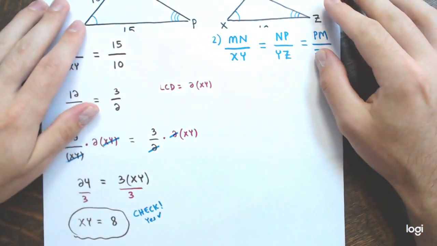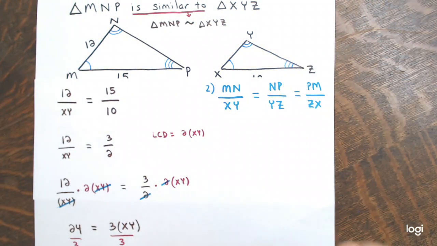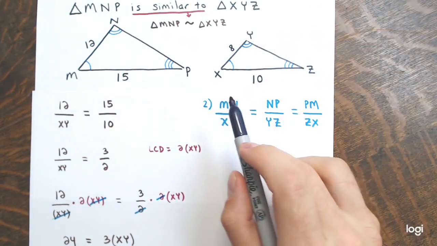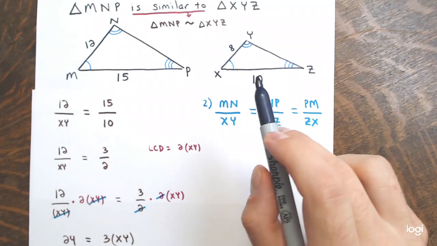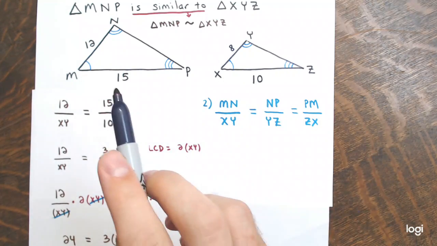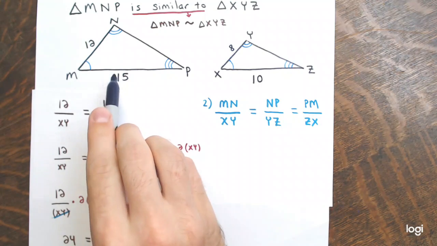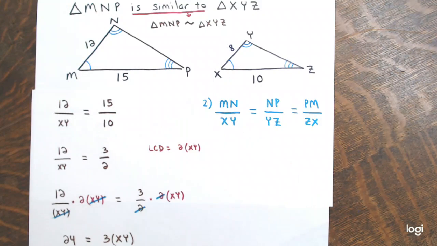So back up in my picture, I can now say that this length over here from x to y would have to be 8 units. They said these two triangles are similar, and if they are similar, that must be 8, because the ratio of corresponding sides has to be the same in similar figures. 15 to 10 must be the same as 12 to, and this must be 8 then.